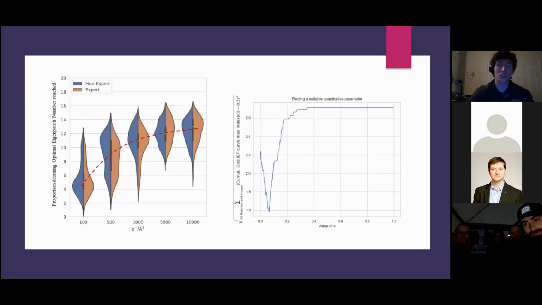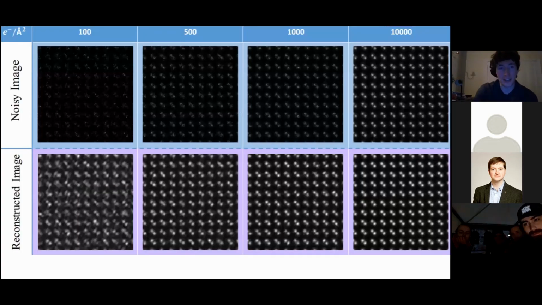So what happens once you rely on this approach and you choose the value for C that expert consensus arrives at? This is the reconstructive capacity, right? For the 10,000 electrons per angstrom, you can remove a lot of that Gaussian noise that's around the place, and it enhances it a fair bit.